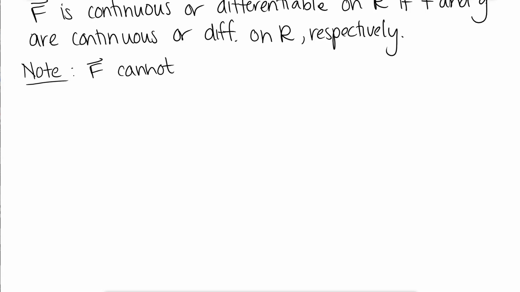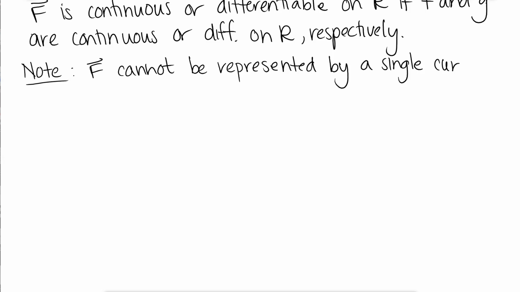All right, F cannot be represented by a single curve or surface. It has to be a bunch of vectors, okay? It's not a single curve or surface. How do we find F? We plot the representative vectors, which means we could have a lot of them, right? So let's look at some examples of plots of some vector fields.